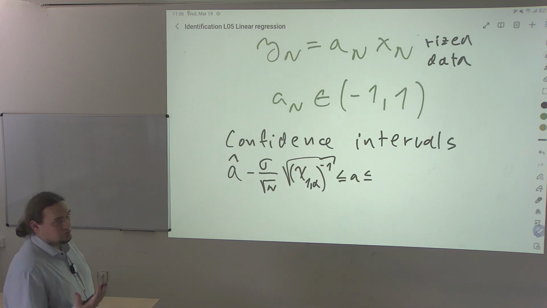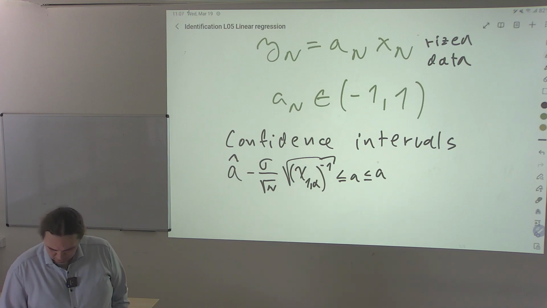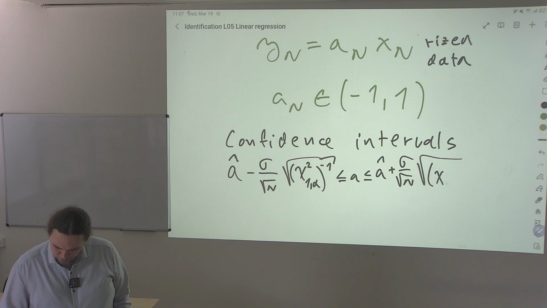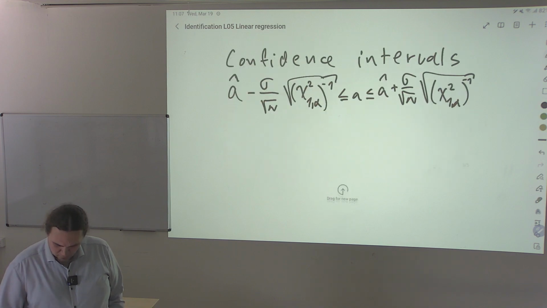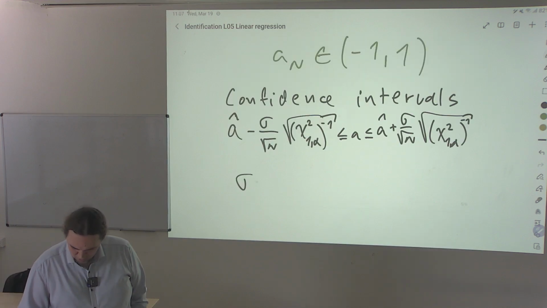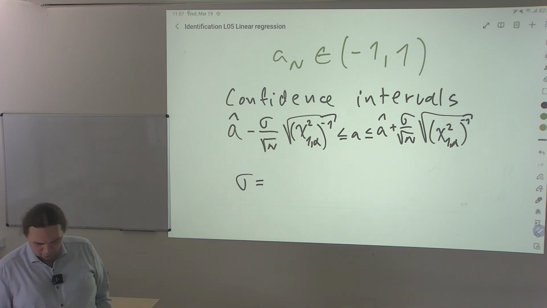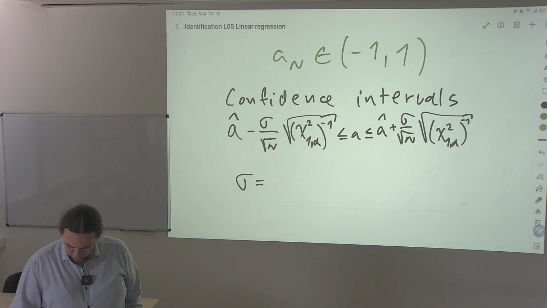And we would say that the true value of this slope lies in this interval. Chi-squared inverse. And how to estimate this standard deviation?